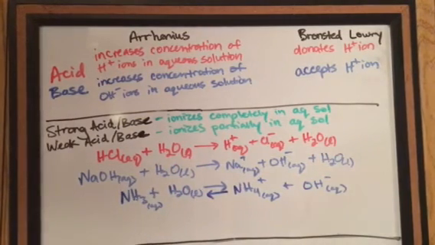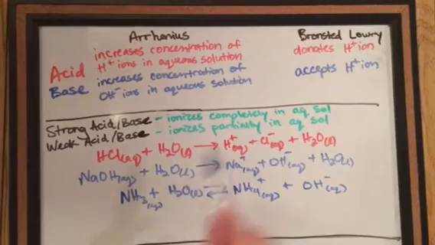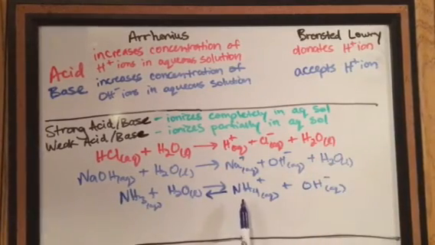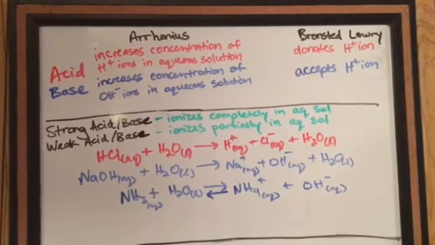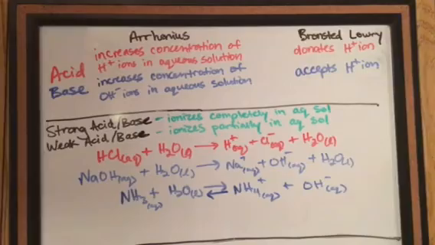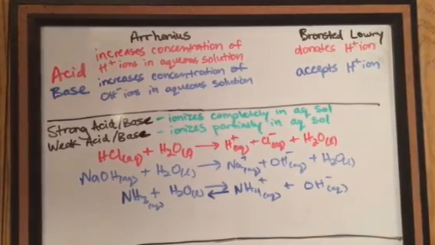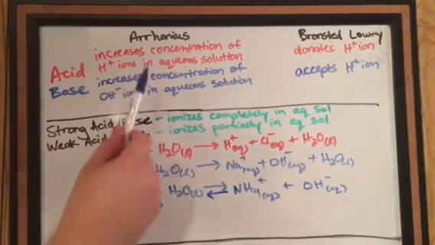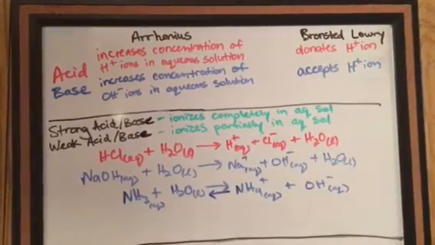So we'll say for this reaction here, NaOH is an Arrhenius base, but not a Bronsted-Lowry base. For NH3, we can see that it did accept an H plus ion to become NH4 plus, and it also has OH negative on the product side, so it did increase the concentration of OH negative ions. Therefore, NH3 is both an Arrhenius base and a Bronsted-Lowry base.